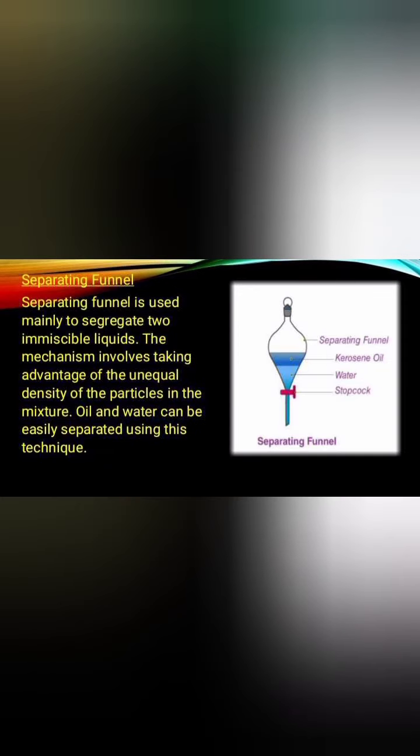So next, separating funnel. Separating funnel is used mainly to segregate two immiscible liquids. The mechanism involves taking advantage of the unequal density of the liquids in the mixture. Oil and water can be easily separated using this technique. So there, with the use of a separating funnel, there is a mixture of kerosene oil and water.